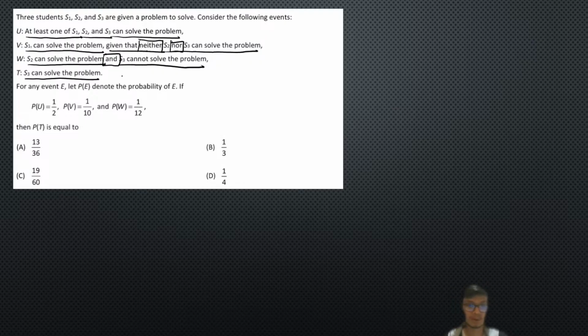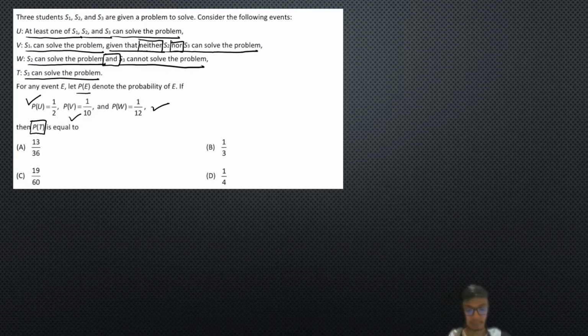We all know this is the probability operator, and it says the probability of U is half, probability of V is 1 upon 10, probability of W is 1 upon 12. So to find out ultimately the probability of E, that's an interesting problem, right? What I would suggest is that first and foremost, try to draw a Venn diagram of this. You have been provided with certain information about the probability, and the best way to solve this problem is by doing the Venn diagram.